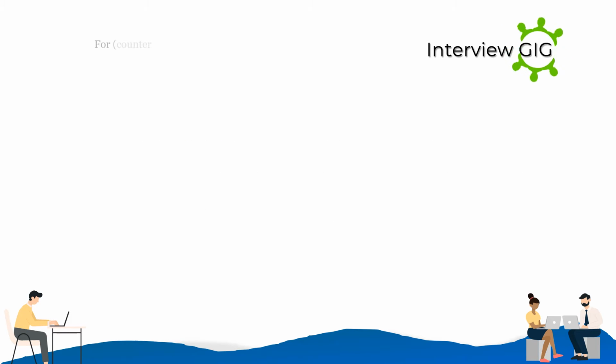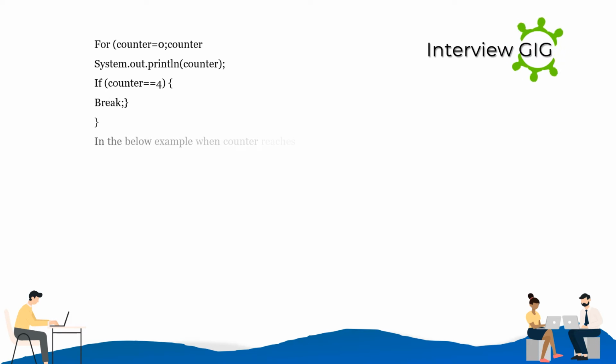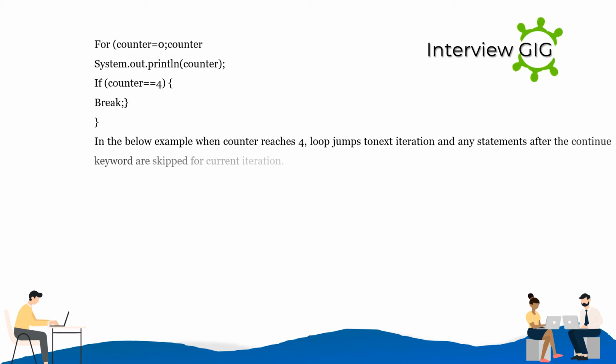for (counter = 0; counter < 10; counter++) { System.out.println(counter); if (counter == 4) { break; } } In the below example, when the counter reaches 4, the loop jumps to the next iteration and any statements after the continue keyword are skipped for the current iteration.